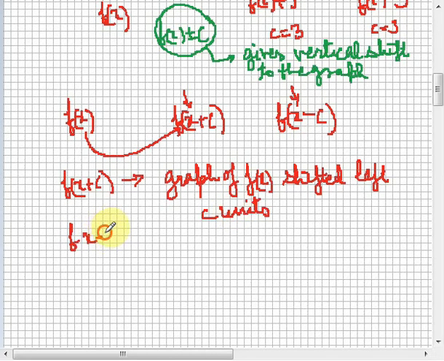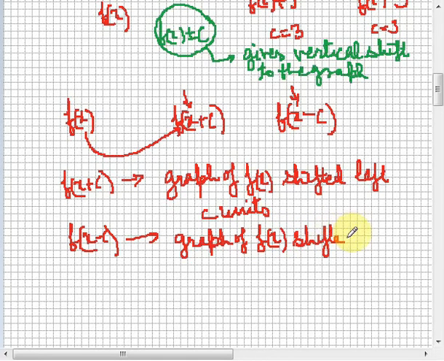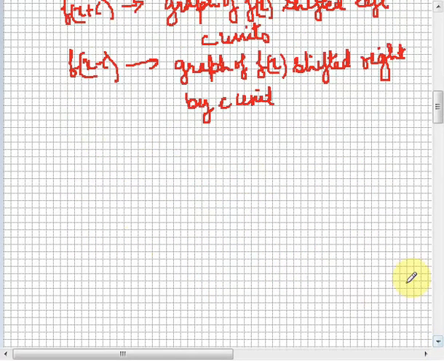And f(x minus c) is the graph of f(x) shifted right by c units. That is, every point on the graph is shifted right, or every point on the graph is shifted left. Now suppose our graph is like this. Suppose this is our graph.